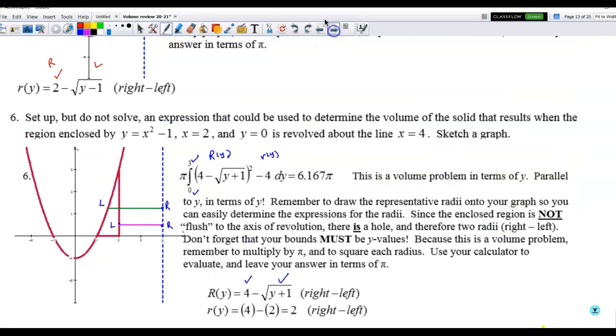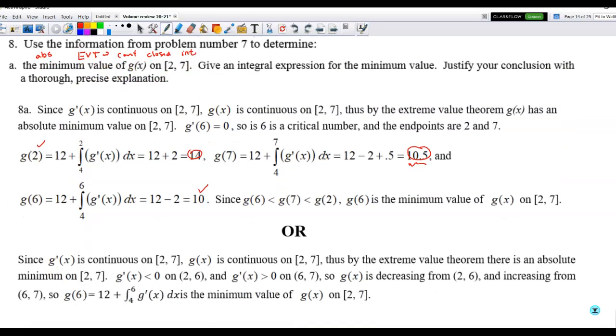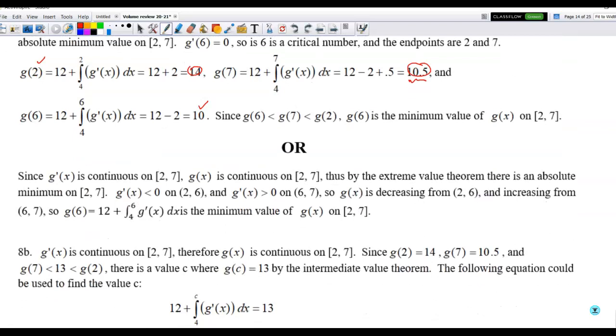Let me get back to the right page here. And we've already established that with the extreme value theorem, but I'm going to state it again. And remember, for IVT, you're going to need the y values of your endpoints. So this is endpoint number 1, endpoint number 2, just using the same information that we had before. 13 is a y value between those two numbers. Therefore, by the intermediate value theorem, g of c is equal to 13 at some point. And the following equation could be used to find that value of c.